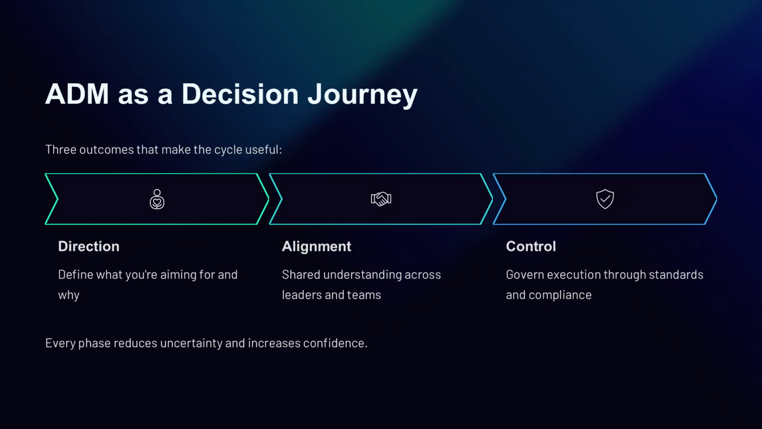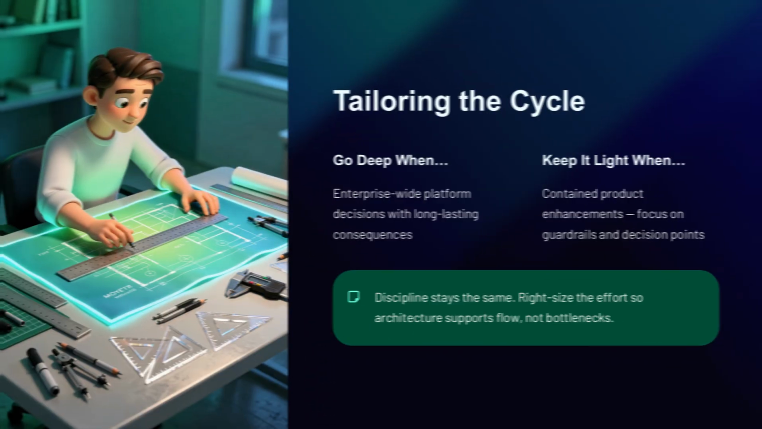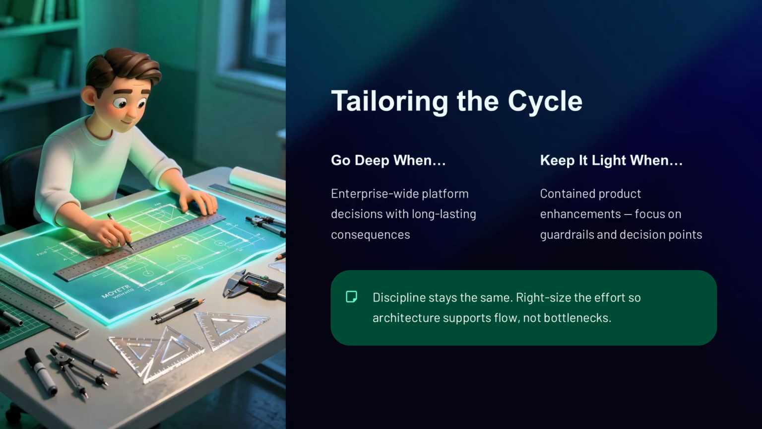When you run the architecture development method with this mental model, every phase becomes a way to reduce uncertainty and increase confidence. That is how you lead the cycle like an enterprise architect rather than managing it like an administrative process.